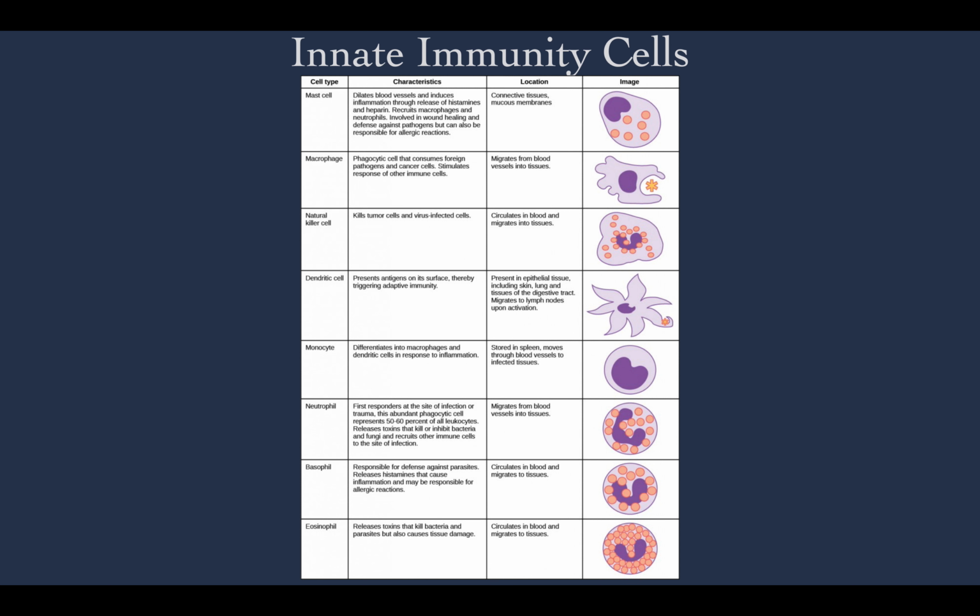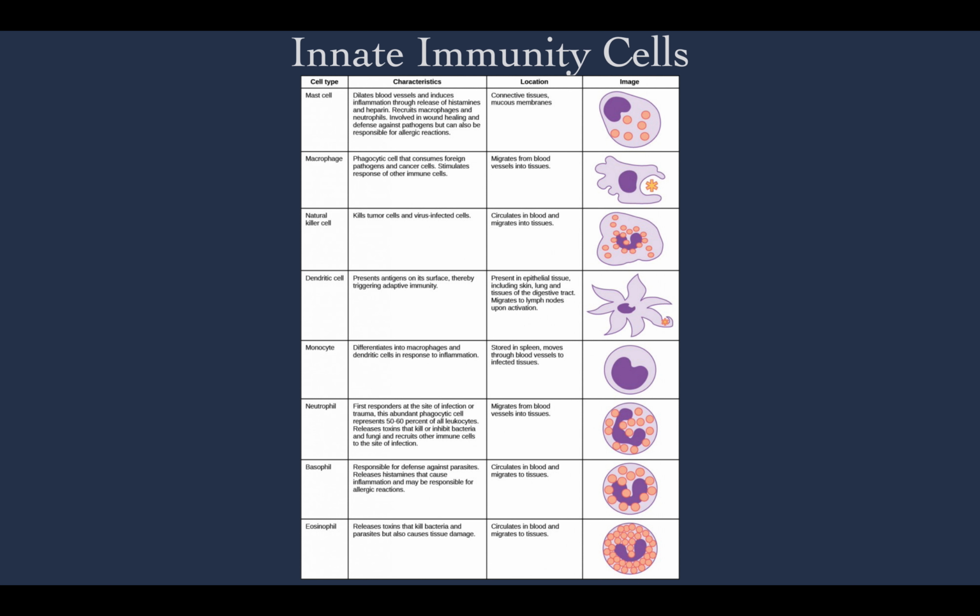Monocytes differentiate into macrophages and dendritic cells: macrophages in the blood and dendritic cells in the tissues. Monocytes are stored in the spleen and move through the blood vessels to infected tissues.